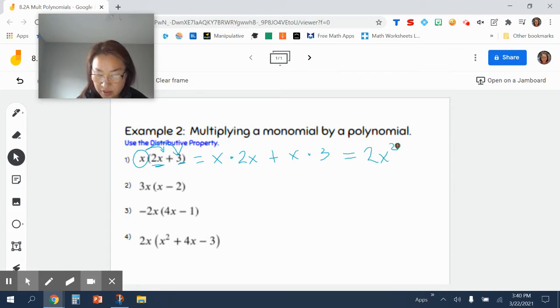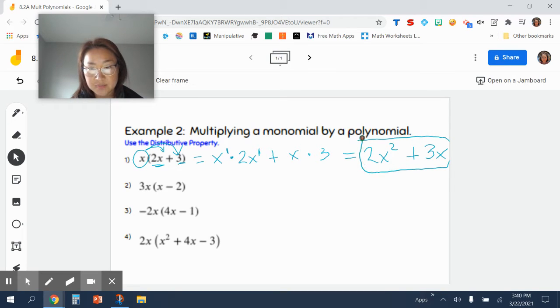Well, why is it x squared? It's because, remember, this has an exponent of 1, and that has an exponent of 1. And when we multiply, we add those exponents. So it is 2x squared. And then the next part is just x times 3. And if you remember from one of those videos, instead of x3, the conventional way is to write the coefficient first. So it's 3x. So I'm done with this one, writing in standard form, 2x squared plus 3x.